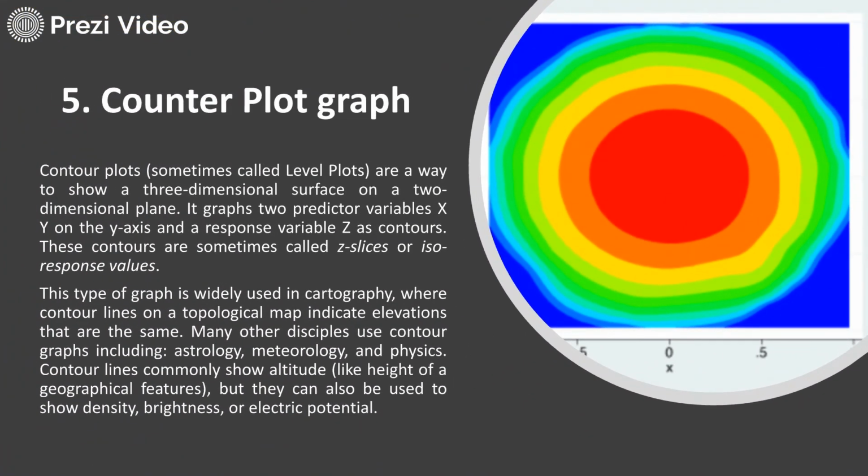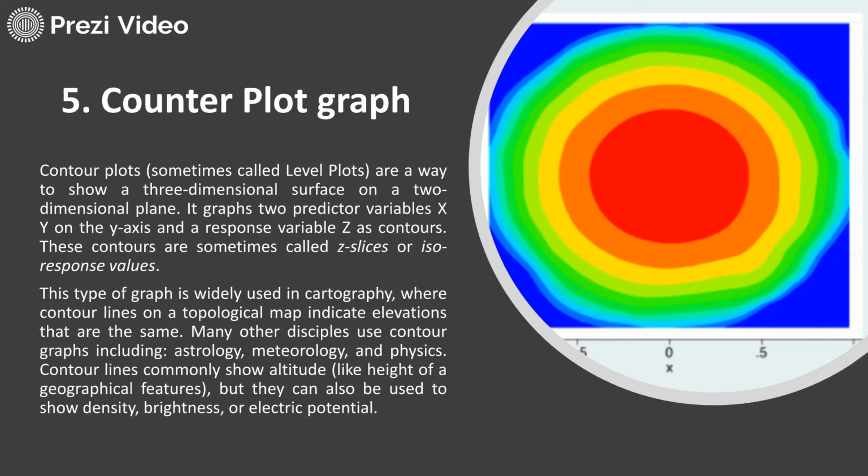So in a simple way, you can say contour plots are a way to show a three-dimensional surface on a two-dimensional plane. Very important, it is on a two-dimensional plane, whereas if you remember the response surface curve, it was in the form of a three-dimensional representation. So it graphs two predictor variables, one on the x-axis and one on the y-axis, and the response variable is recorded as z as contours. So these contours are sometimes called the z slices or the iso-response values.